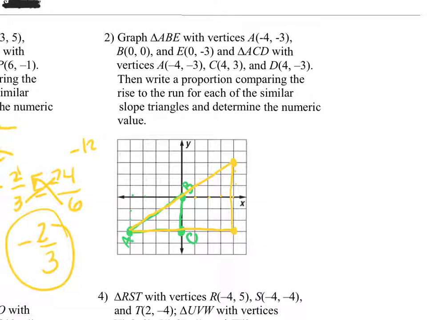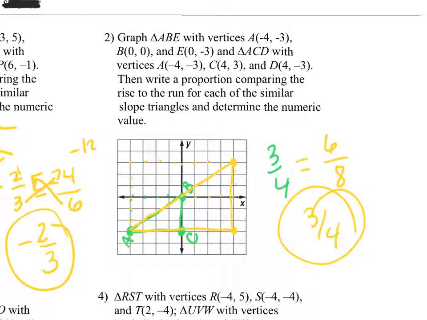If we go point to point on the green, we would rise 1, 2, 3 and run 1, 2, 3, 4. So it would be positive 3/4 on the green one. On the yellow, we would rise 1, 2, 3, 4, 5, 6 and run 1, 2, 3, 4, 5, 6, 7, 8. Does that simplify down to the same thing? Yes. So it would all simplify down to that 3/4. So our rise over our run would be 3/4.